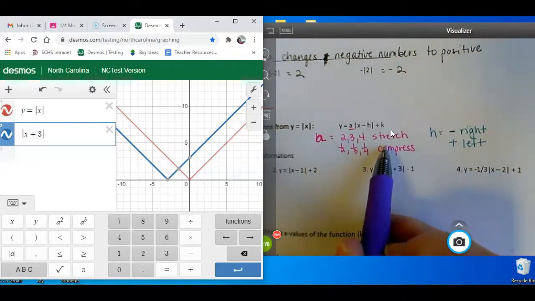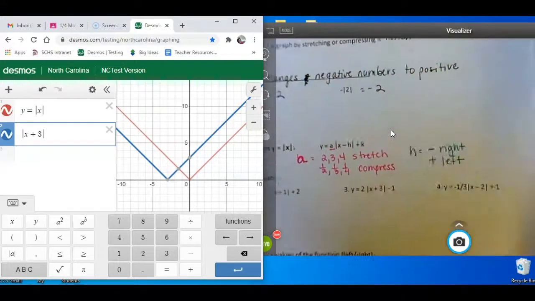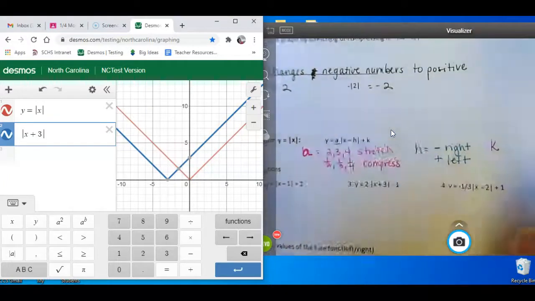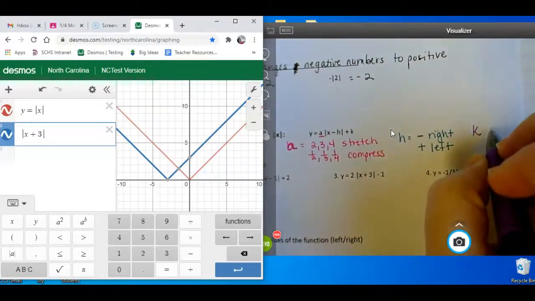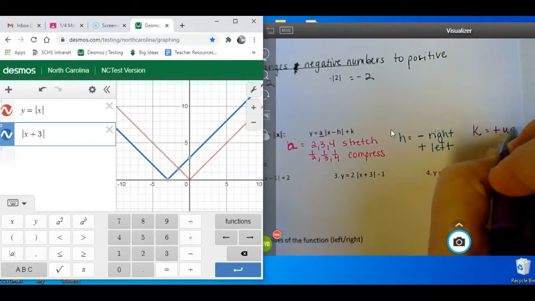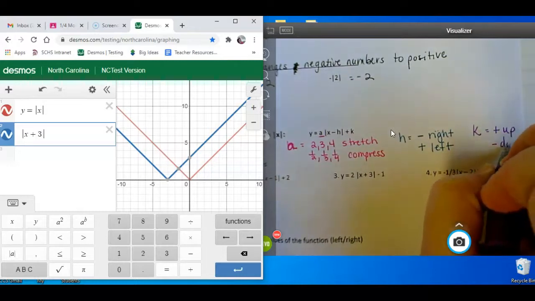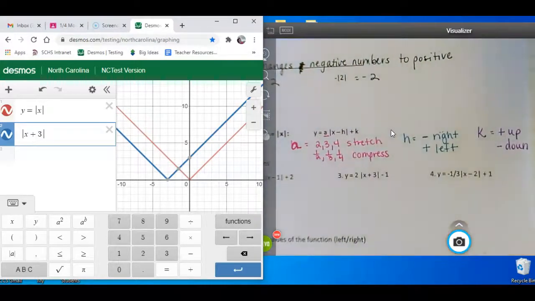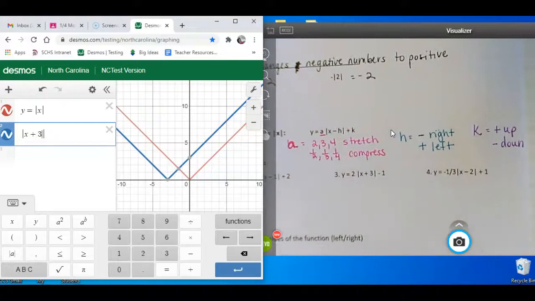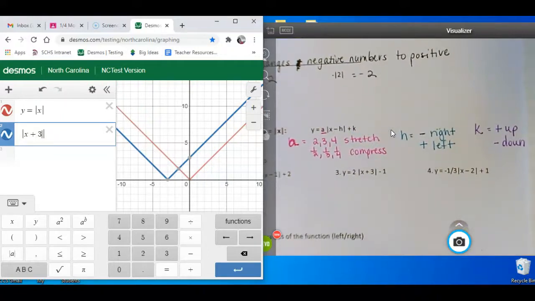If this stretches and compresses, and this moves it right and left, the K is going to move it up and down. So if K is positive, it moves up. K is negative, it moves down. If it's helpful for you to memorize those things, you're welcome to do it. You can always graph it though.